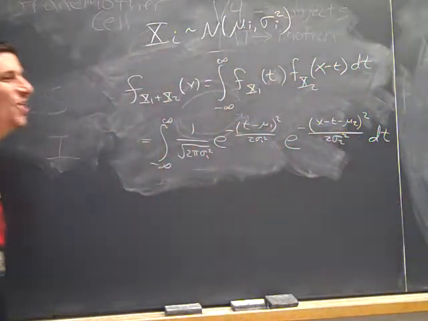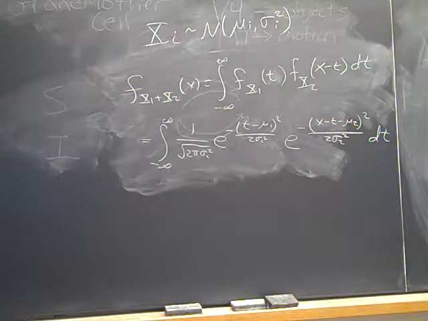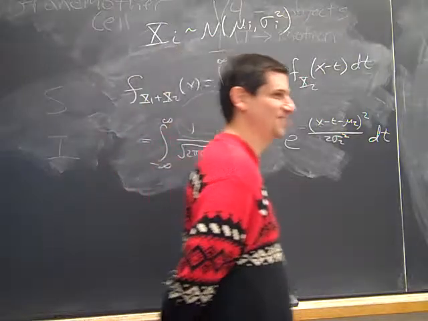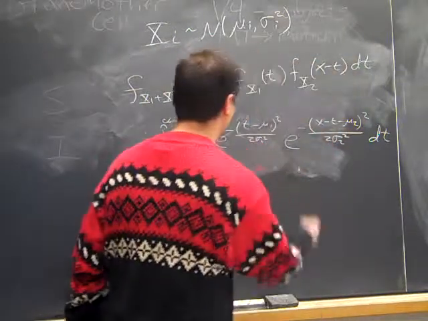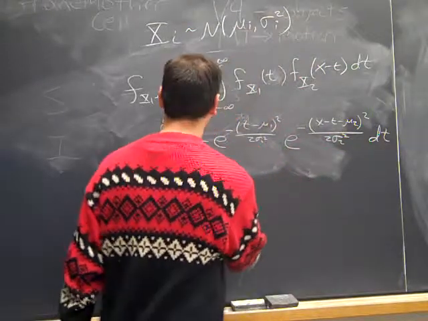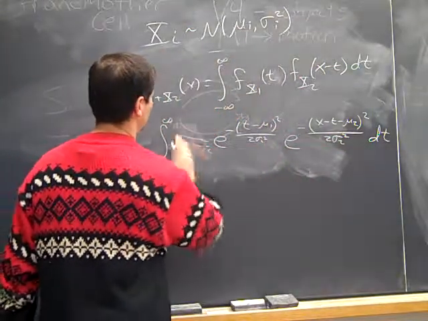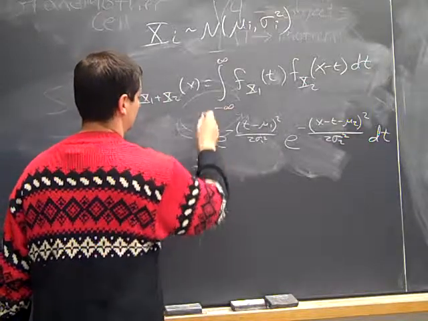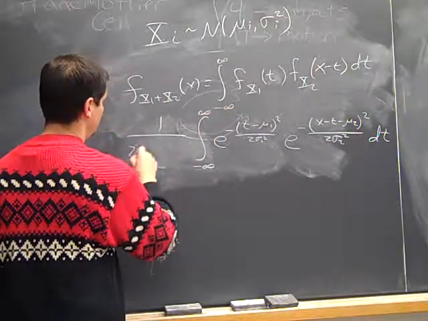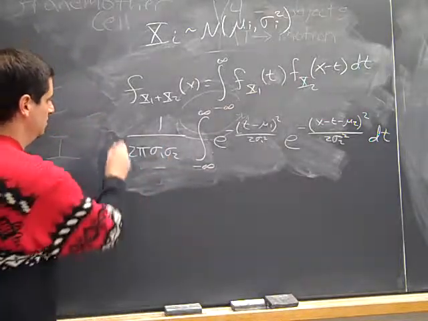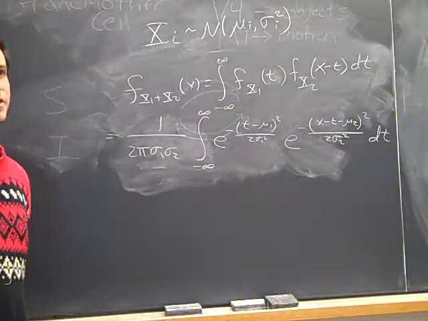So now, what would happen if we had the convolution of even more things? We need more integrals. Or did I drop something? Oh, probably dropped another normalization. Yes, I dropped another normalization. So what I will do is I'll pull both of them outside the integral, and we'll get 1 over 2 pi sigma 1 sigma 2, because of the square root.